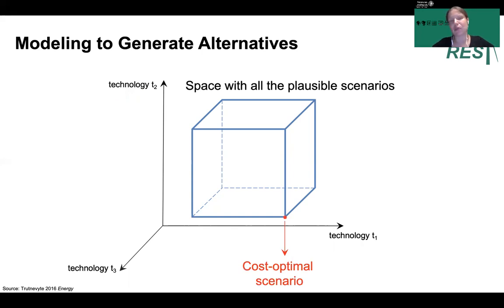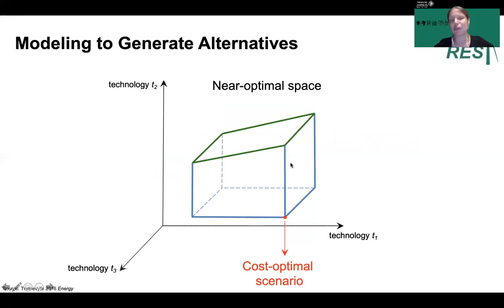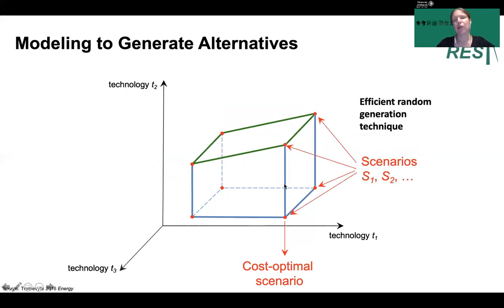However, when you're using this modeling to generate alternatives, we assume some slack. So we are also interested in other scenarios that are up to, let's say, 20% more expensive than the cost optimal scenario. We slice the space, and this is the near optimal space, meaning that we exclude more expensive model solutions but focus on this near optimal space. And then by using, in our case, an efficient random generation technique of modeling to generate alternatives, we can choose a large number of scenarios from this space to represent it.